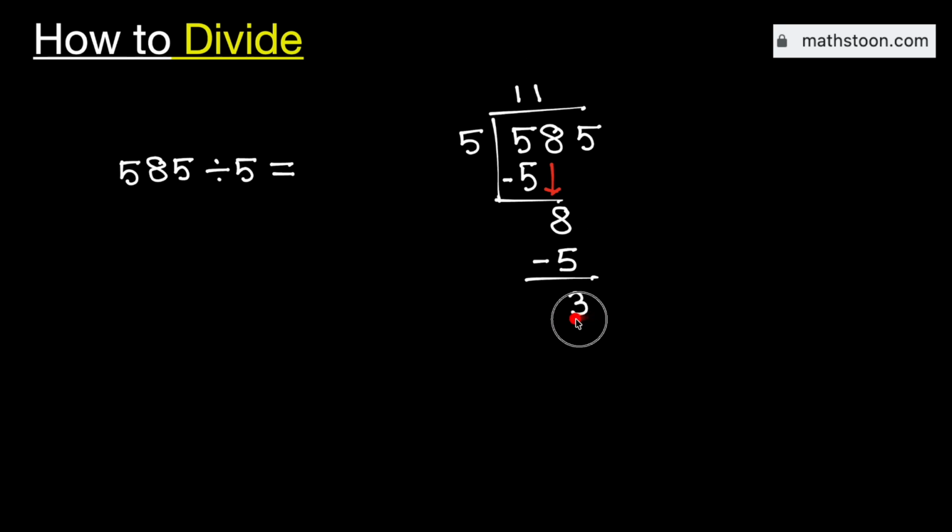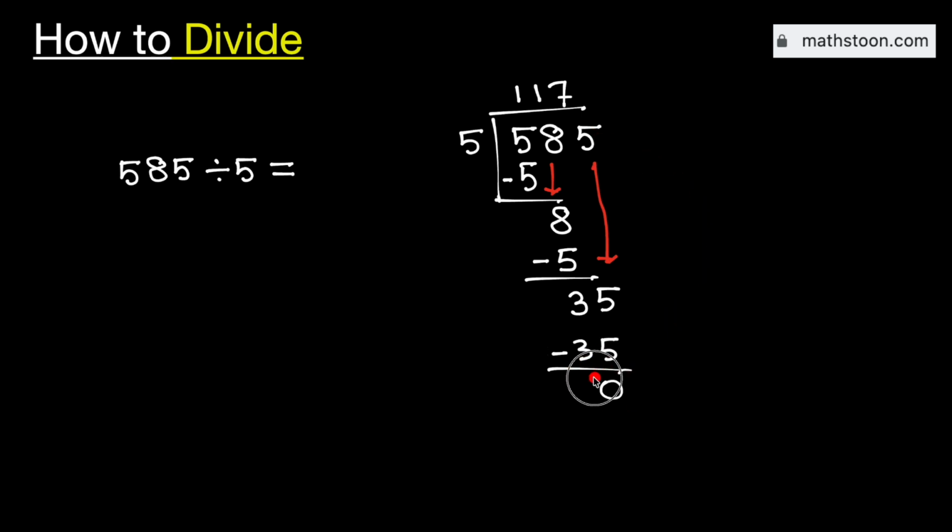Now again this 3 is less than 5. That is why we will bring down this adjacent 5 here. And we know that 5 times 7 is 35. Subtract, we get 0. Now see that we have no number to bring down here.